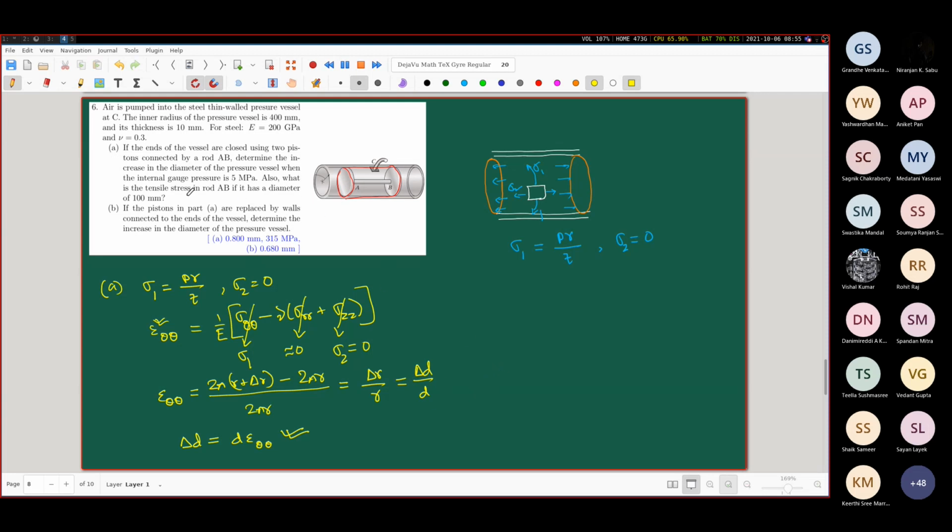Tell me, what do I do for this tensile stress in the rod AB? We can find the force in that rod AB by a normal FBD. Yes, you can find the force in the rod AB. So why don't we do something like this? Let us consider a cut section of this thing. We cut it like this, and consider the free body diagram of that right hand side portion.